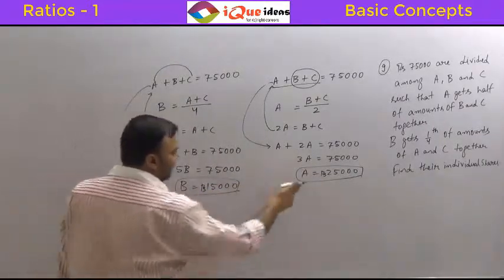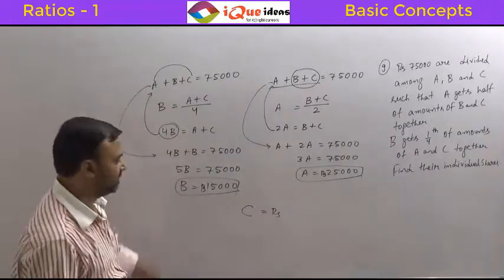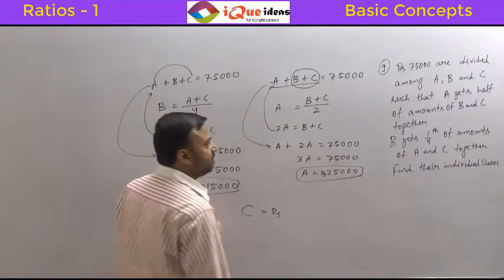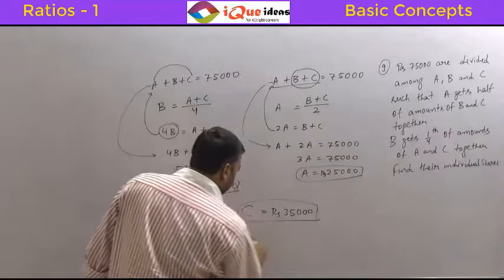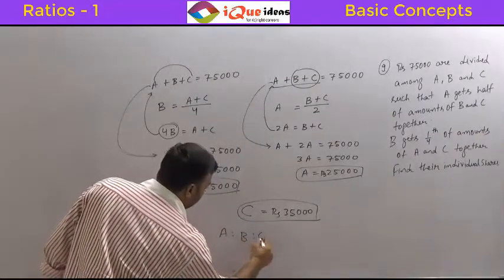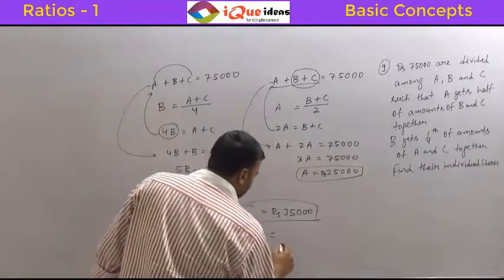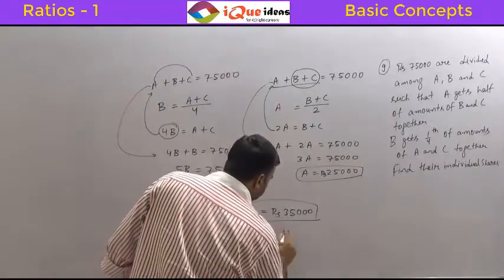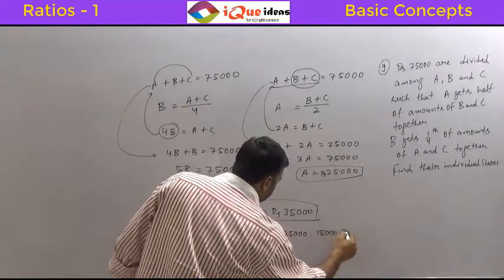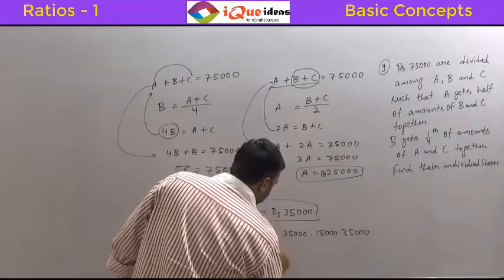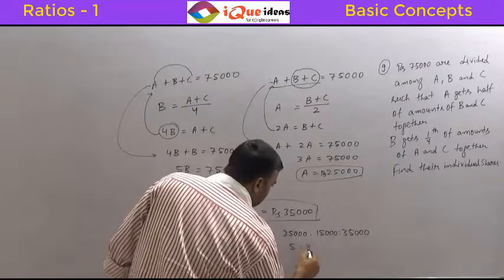Now we have got A and B, so automatically C you can get by subtracting these values from 75,000. Now 15,000 plus 25,000, that is 40,000. So the remaining is 35,000. You can also find the ratio of A, B, C, and that will be 25,000 is to 15,000 is to 35,000. Now zeros will get cancelled and 5, it will also get cancelled by 5. So 5 is to 3 is to 7.